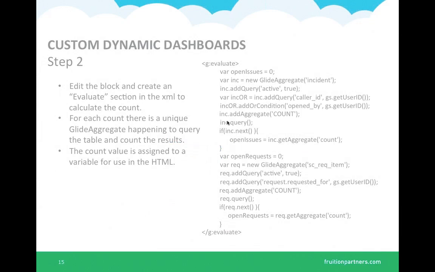The next thing I'm going to do is start adding code to this. What do we need this block to do? Well, we need it to do two things. One, we want it to look nice, and two, we want it to provide a live count of some kind of filtered query, right? The open incidents that are currently assigned to a user, open request items that are assigned to the user. So the first thing we're going to do is put in some glide aggregate queries to do those record lookups and perform the counts and assign those counts to variables.